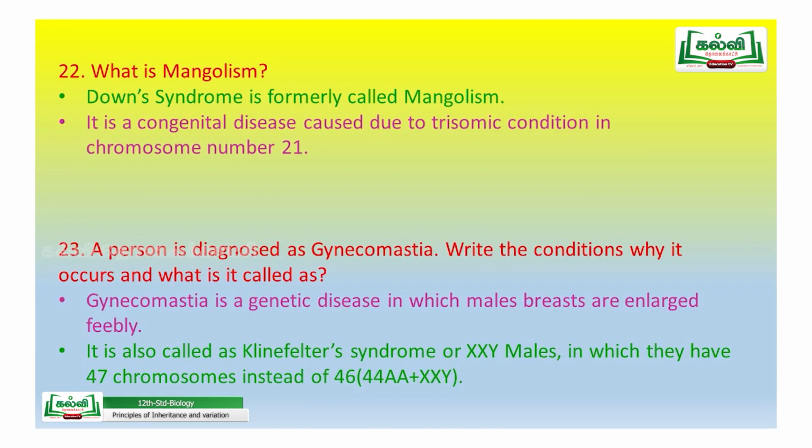So, Down syndrome is formally called Mongolism. It is not given in the textbook, but it is commonly known as Mongolism. It is a congenital disease caused due to the trisomy condition in chromosome number 21.